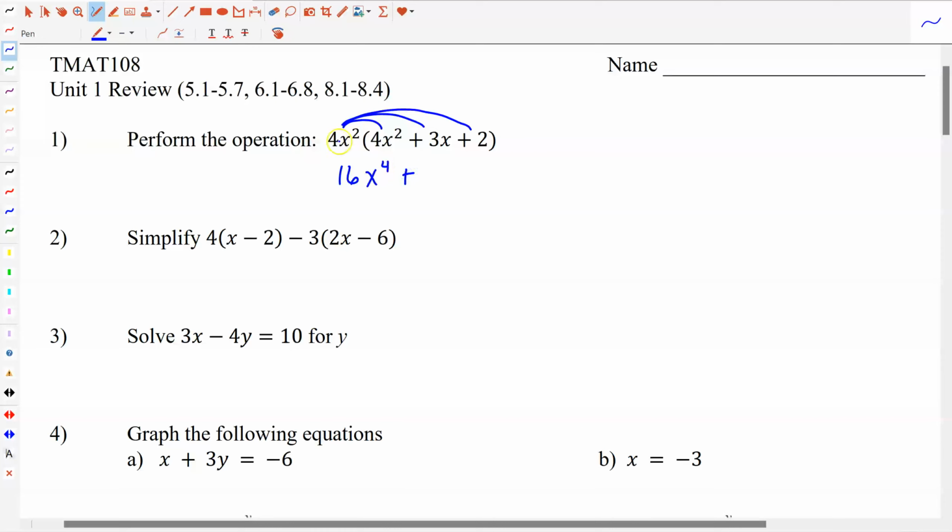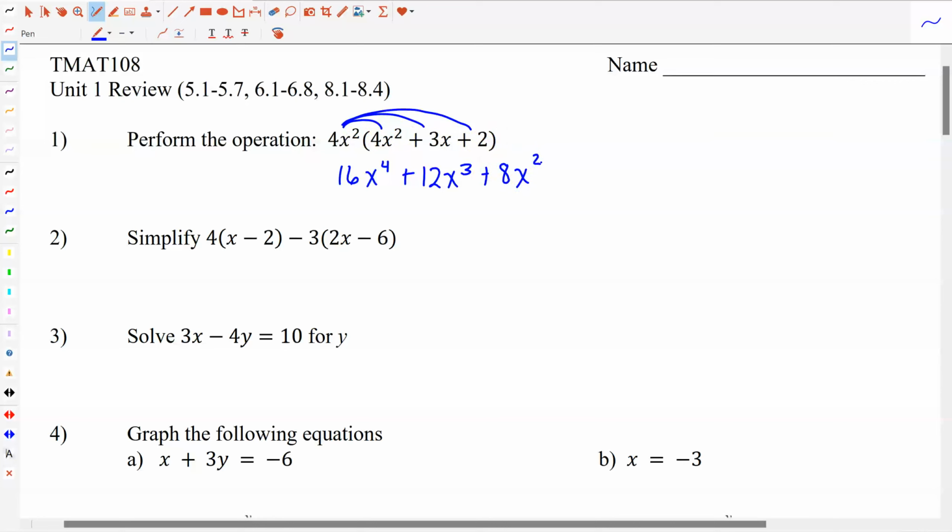On the second distribution, 4x squared times 3x is going to be 12x cubed. So 2 plus, and then the assumed exponent right here is a 1. So 2 plus 1 is 3, is how I get the exponent on my new term. And then on the last distribution, I'll have 4x squared times 2, which is plus 8x squared. So my final answer is 16x to the 4th plus 12x cubed plus 8x squared.